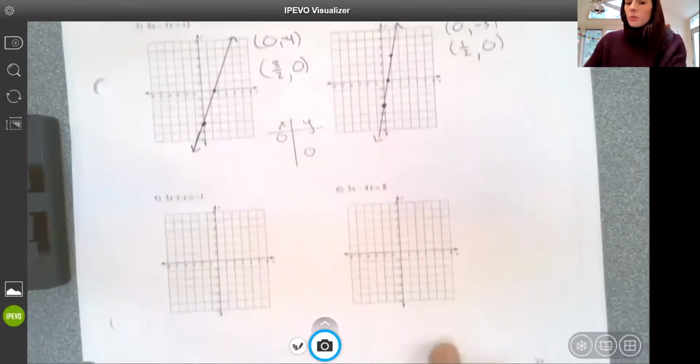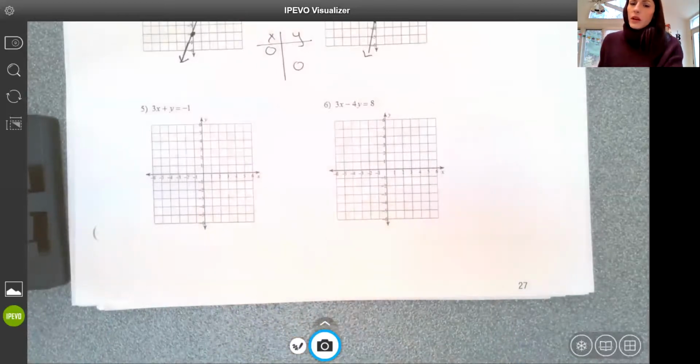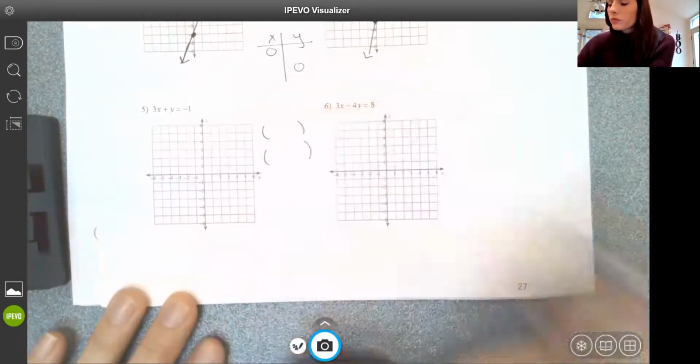So now I'll be quiet and I'll let you find the intercepts for 5 and 6. I'm just going to write quietly. You don't have to look at what I'm writing. You can see if you can get it on your own and then check.